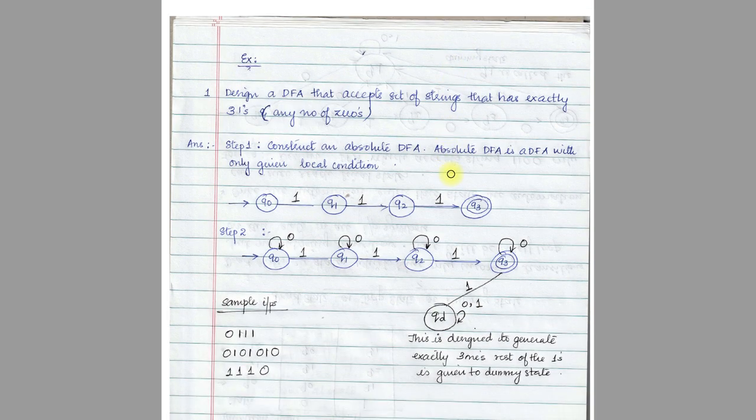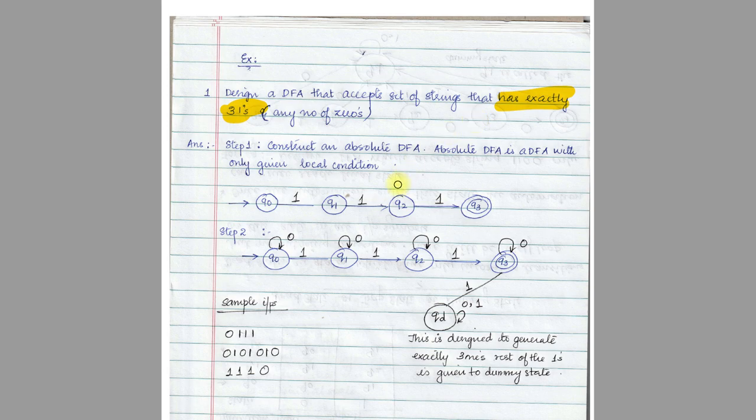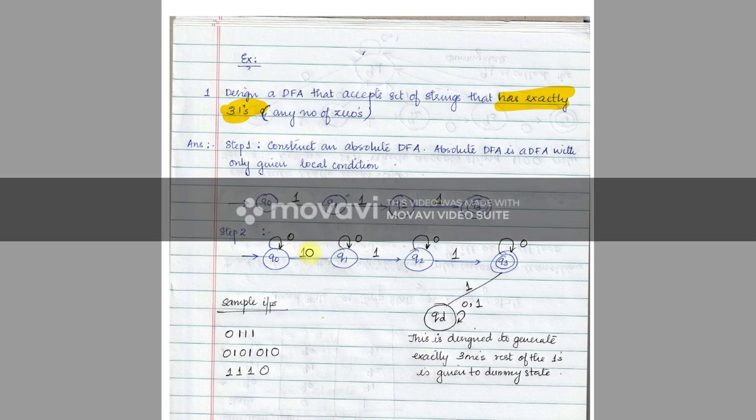Now we are moving to some of the exercises. Design a DFA that accepts the strings that have exactly 3 ones. Exactly 3 ones. In this clause, I didn't mention that the ones should be in the beginning, at the end, or in the middle. I have no other criteria like beginning, end or middle. The count of the number of ones is only 3. Okay, so the first step is to construct a DFA.